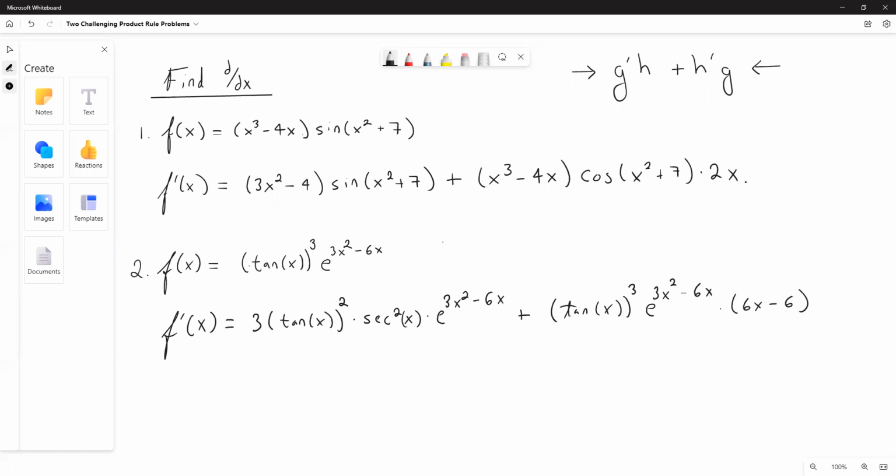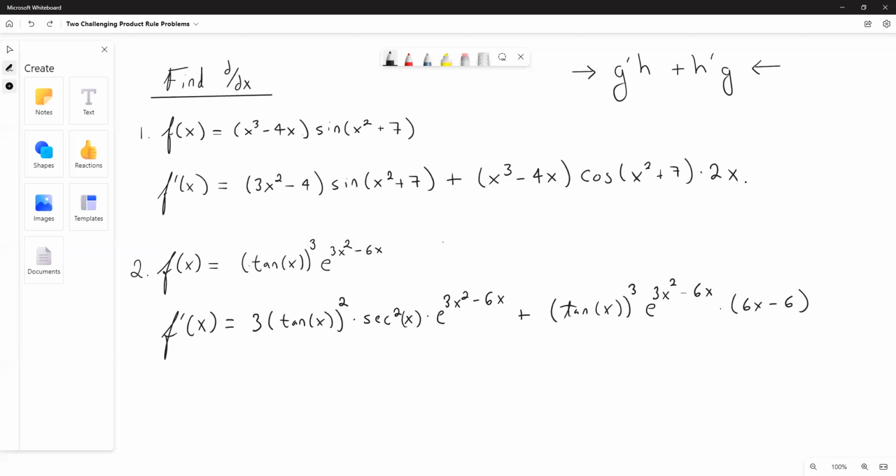You can factor out, if you wanted to write it a little more simply, you could factor out some of the common things in these terms. So we've got tan of x squared, which we could factor out from here as well. And we've got this e to the 3x squared minus 6x, which also appears here. And actually, they both have a 3 in them because there's a 3 here and there's a 3 implied by this 6.